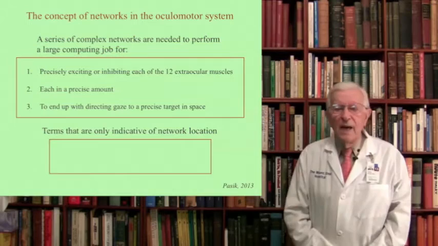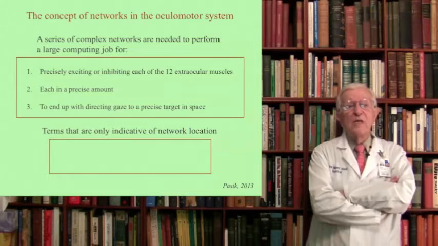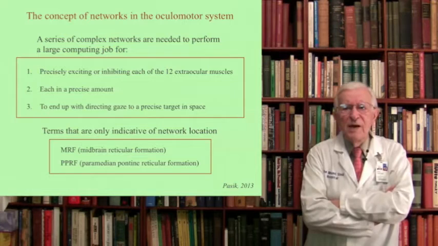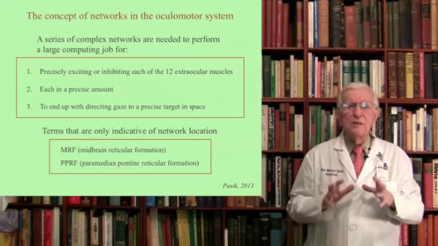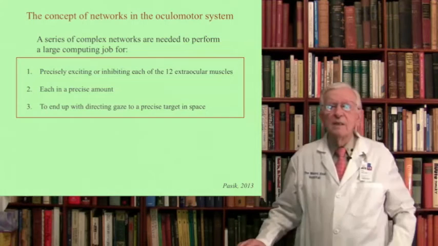Now, here you have to become used to designations that are not referable to discrete anatomic systems or pathways or tracts. These are actually locations of networks. One will be the MRF, which is the midbrain reticular formation, and the other is the PPRF, which is the paramedian pontine reticular formation. Have these two terms in mind and always think in terms that these are locations of networks and not precise tracts, as you are used to in the motor system in general. All right.